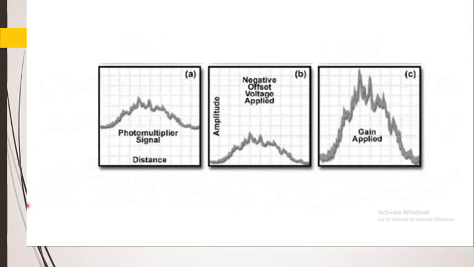Now here you can see this is the baseline photomultiplier signal. So even if there is no specimen under the microscope, there is some amount of signal coming to the detector, due to thermal emission of electrons and other reasons. Now by giving a negative voltage, you can make that residual signal very close to zero, and then you can increase the gain, or increase the voltage across the electrodes of the PMT. You can increase and boost the signal by changing gain.